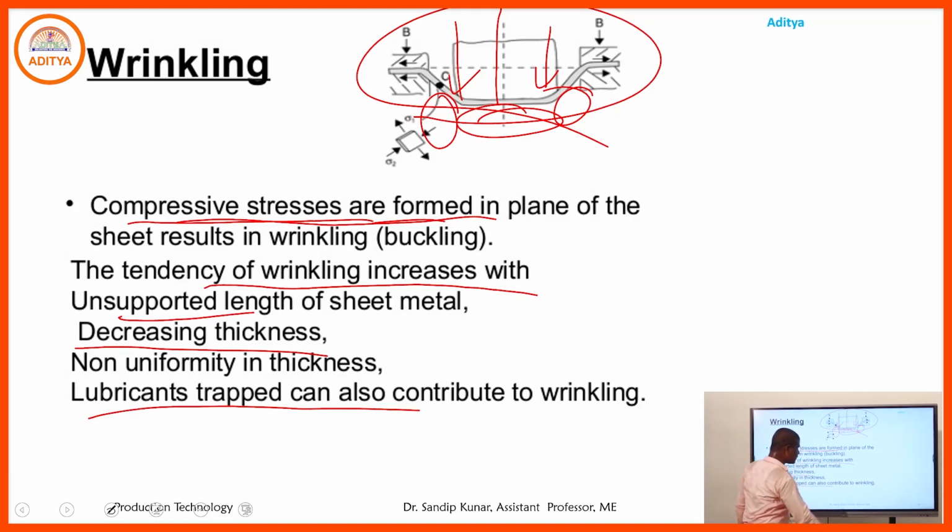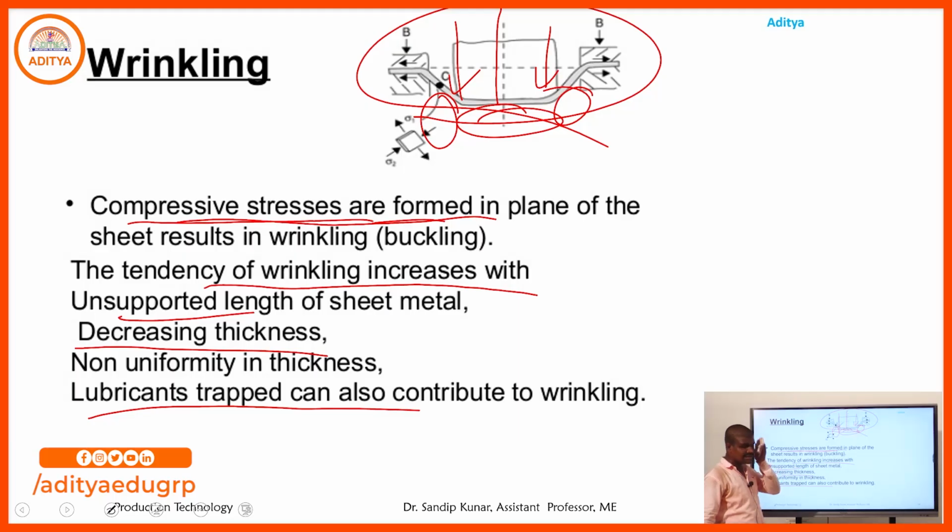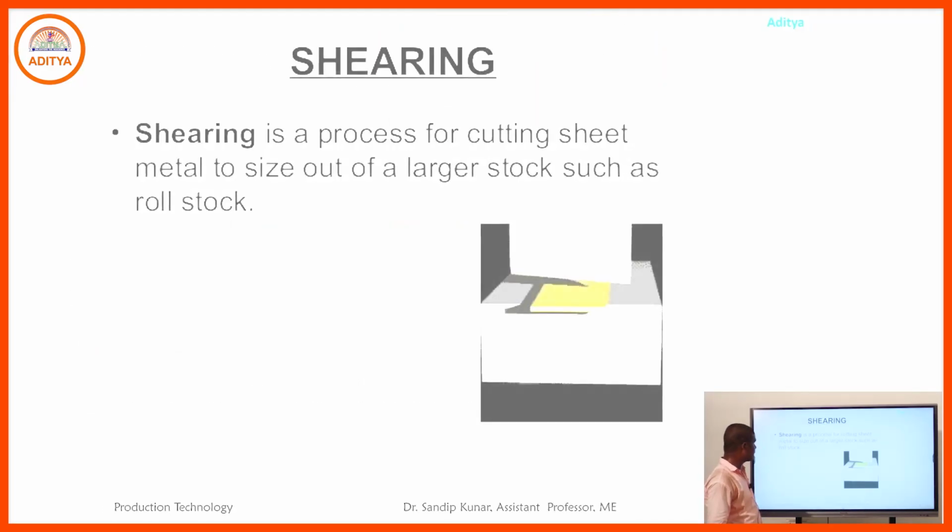Lubricant trapped can also contribute to wrinkling. Sometimes we provide lubricants in sheet metal forming operations, and at that time it can also contribute to wrinkling defects.